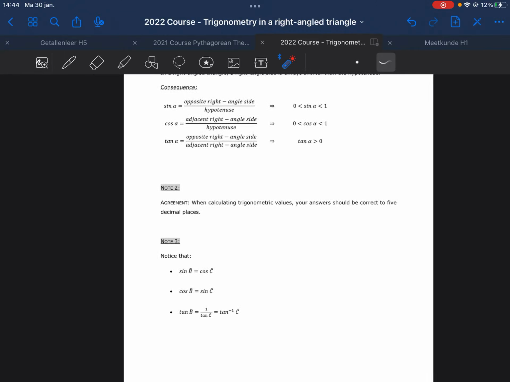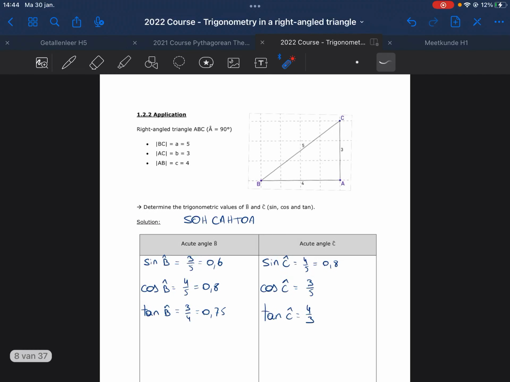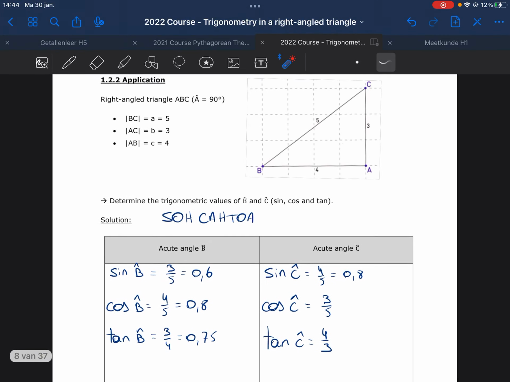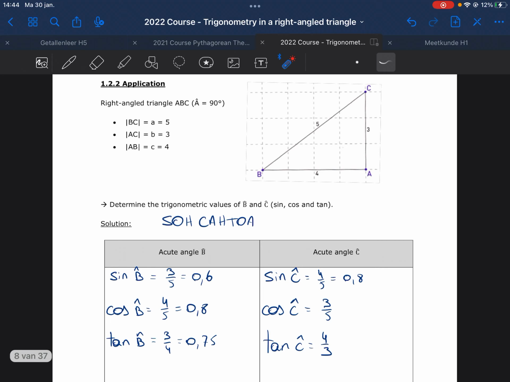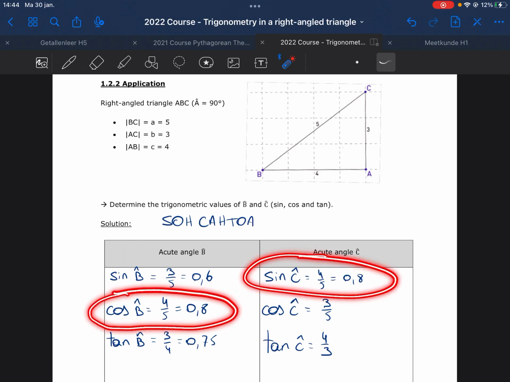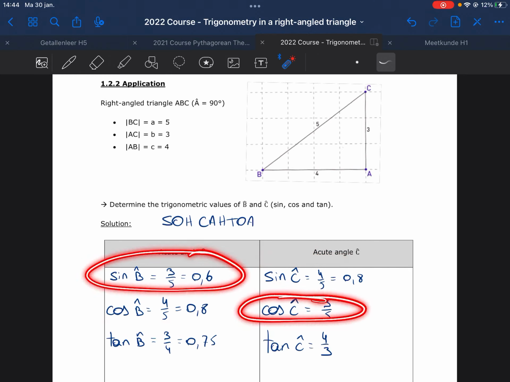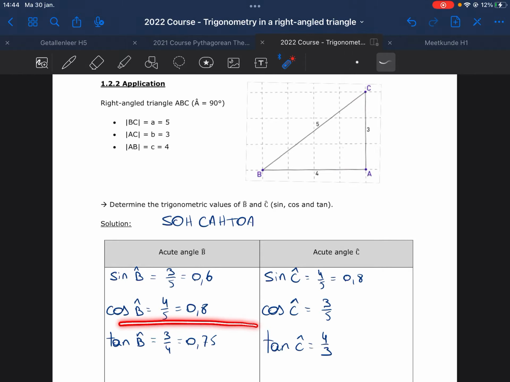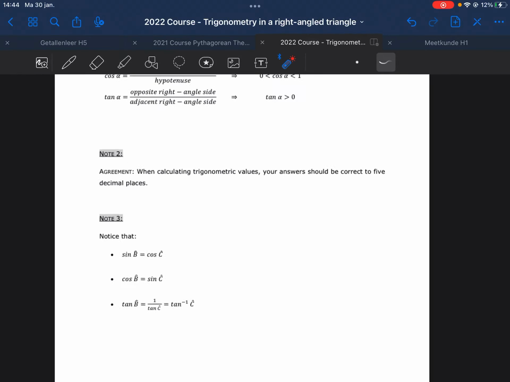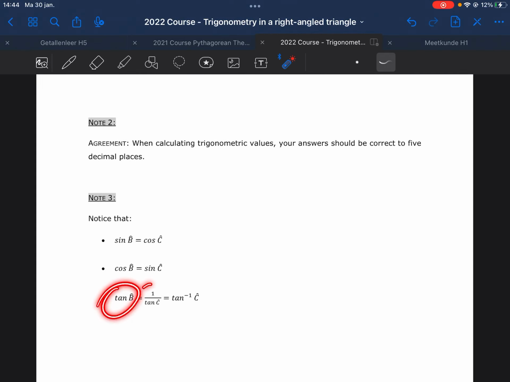Well, from the previous exercise that we've done, you might have noticed that the cosine of B and the sine of C are exactly the same. Also, the sine of B and the cosine of C are the same. And while these two are equal, the tangent of B is equal to 1 over the tangent of C. So this is an important note as well.